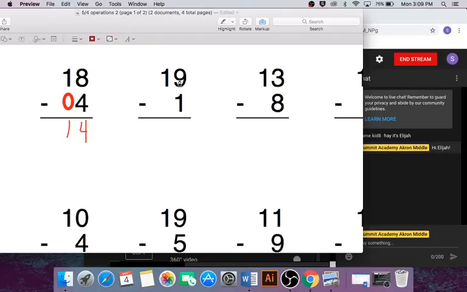Next problem, we have 19 minus 1. Start on the right with 9 minus 1. 9 minus 1 is 8. And then we move over. We have a 0 for a place value, so we have 1 minus 0 is 1. So our answer is 18.